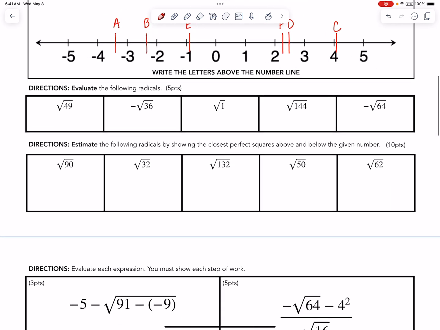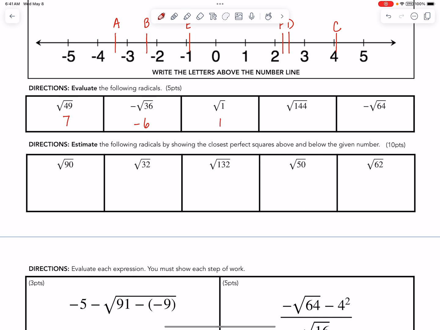All right, next one. Evaluate. That means actually like write their official answer. Okay, because notice the next section says estimate. And estimate, we're going to do that work to show what our estimating is, even though we have a calculator and can make sure it's right. Okay, all right, so square root of 49. What times what equals 49? 7. Square root of 36 is 6, and then we make it negative.